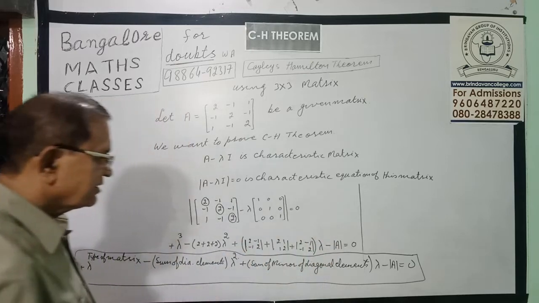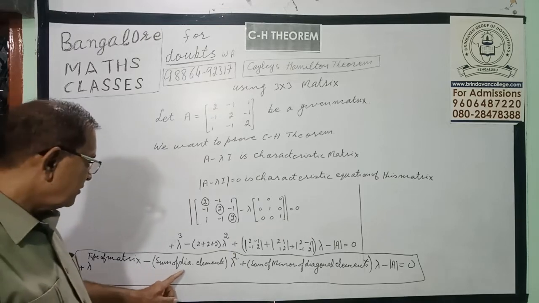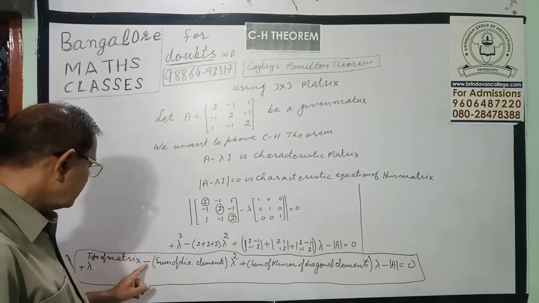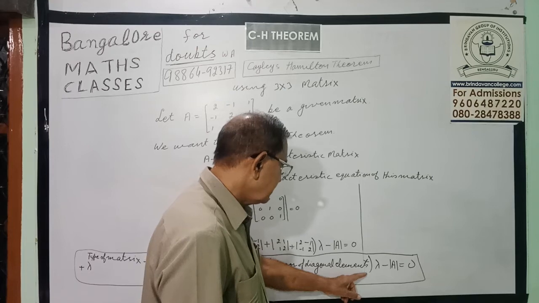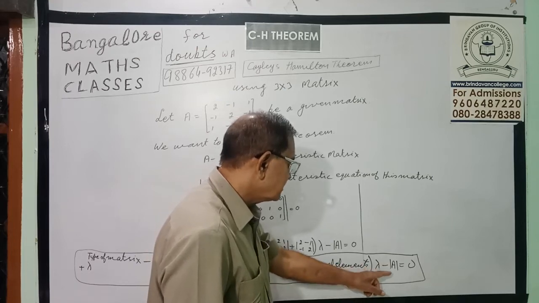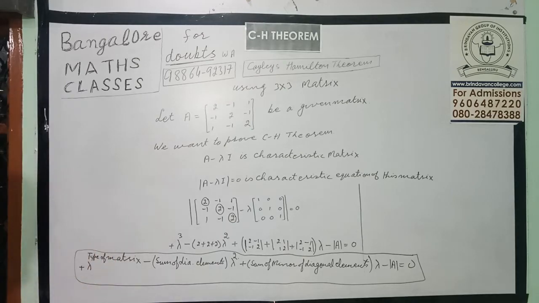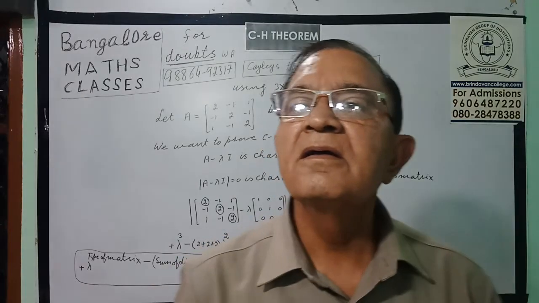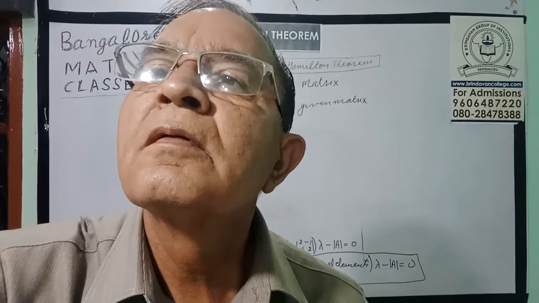Learn it, no need to write it in the exam. Lambda cubed, minus the sum of the diagonal elements times lambda squared, with alternate signs, so minus goes to plus, the sum of the minors of the diagonal elements times lambda, minus the determinant of A equals 0. So directly you can write this equation. So what will this equation come out to be?